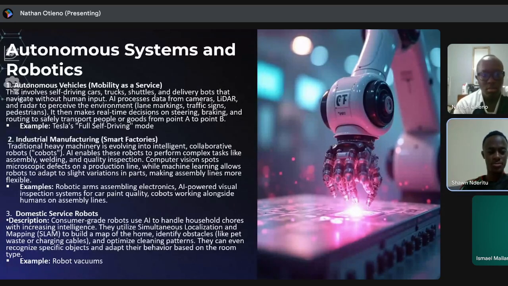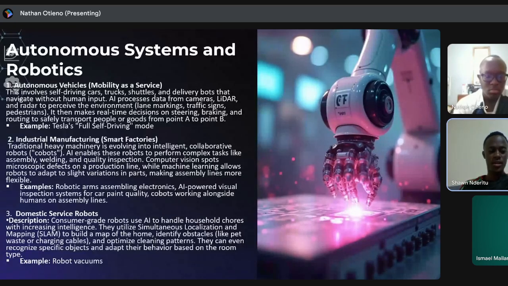Computer vision spots microscopic defects on a production line, while machine learning allows robots to adapt to slight variations in parts, making assembly lines more flexible. For example, we have robotic arms assembling electronics, AI-powered visual inspection systems for car paint quality, and cobots working alongside humans on assembly lines. Number three, we have domestic service robots.